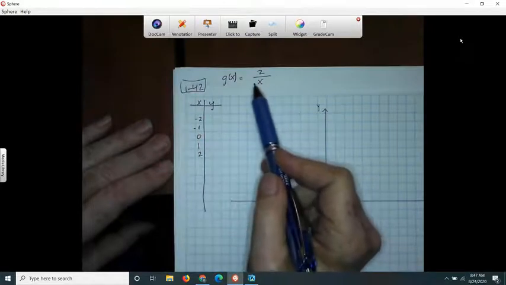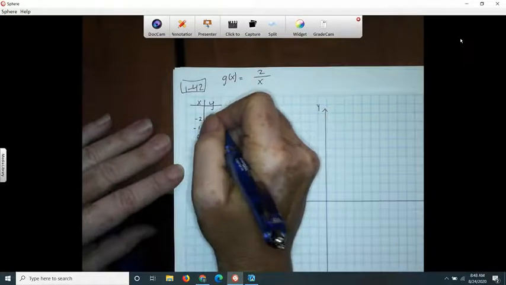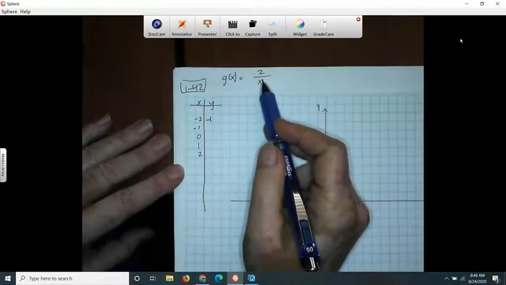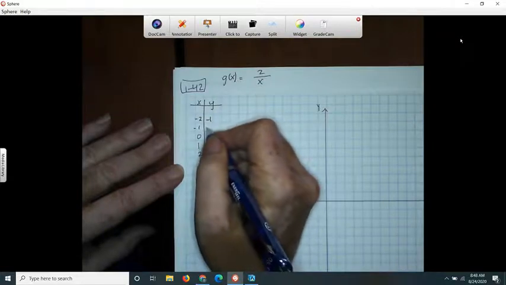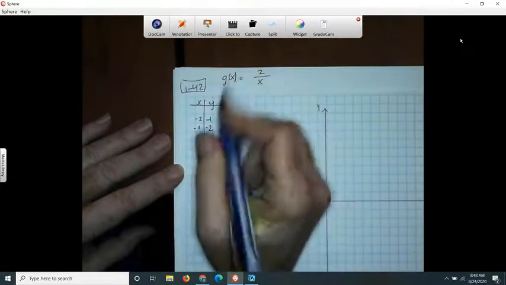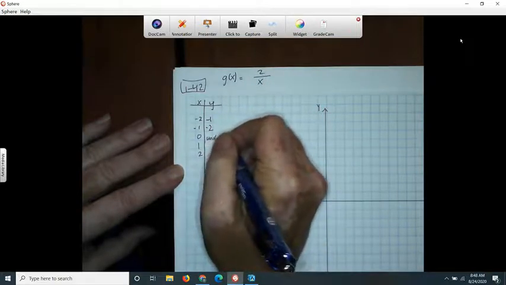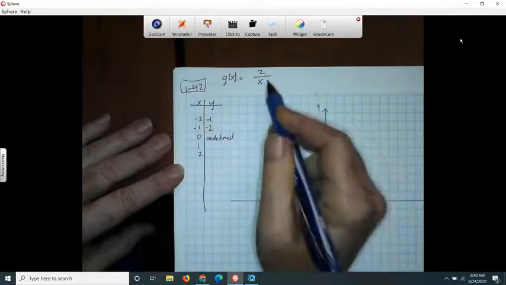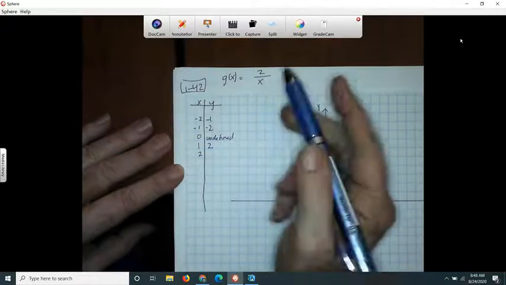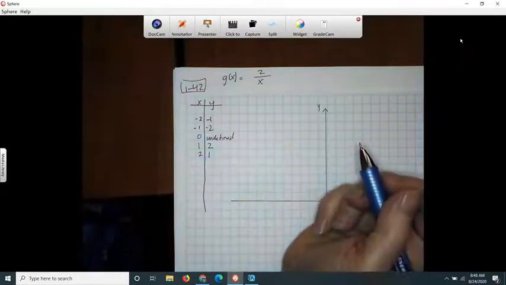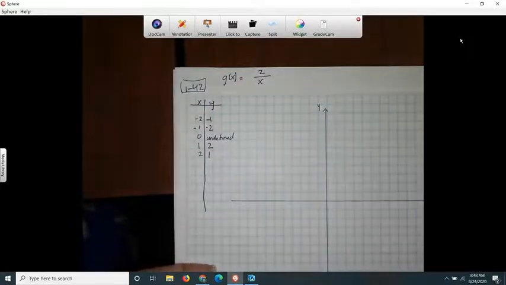So if I plug in -2 down here, it's 2 over -2. That gives me -1. If I plug in -1, 2 divided by -1 is -2. If I plug in a 0, I'm not allowed to divide by 0, so that's undefined. If I plug in a 1, I get 2. If I plug in a 2, I get 1. Let's see what it looks like so far, and then we'll decide. I think I'll do it in pencil.